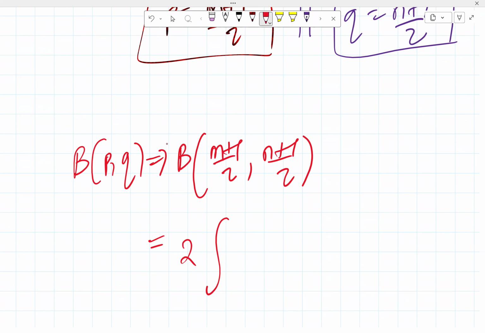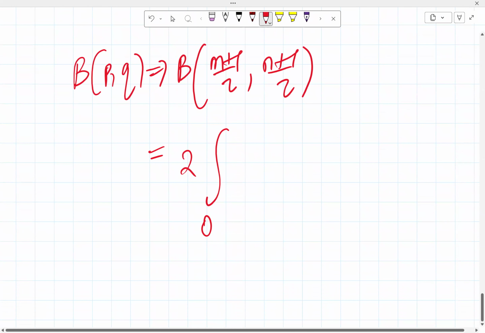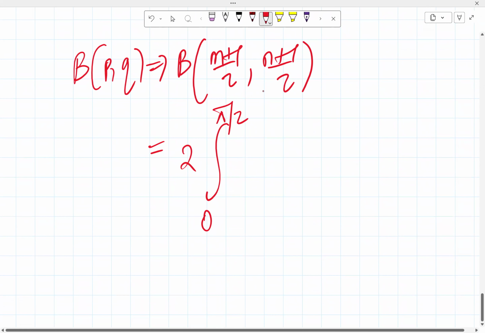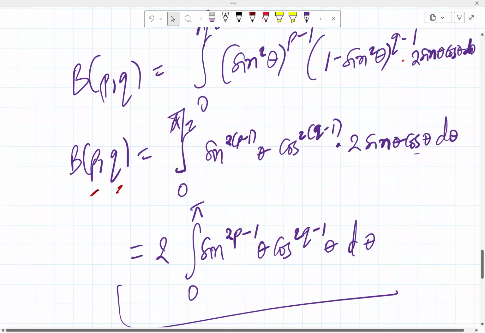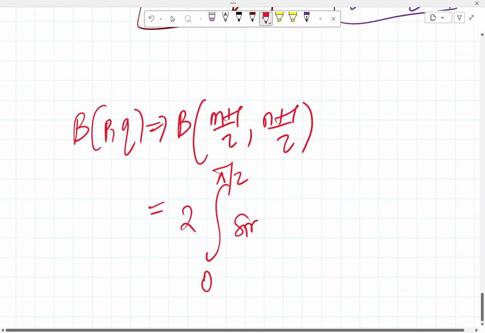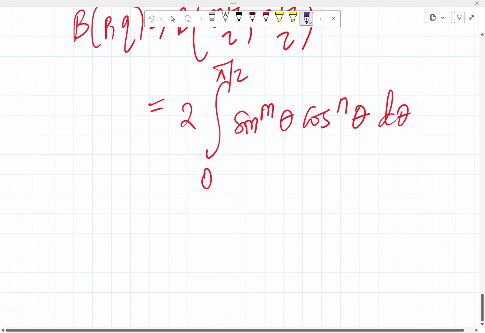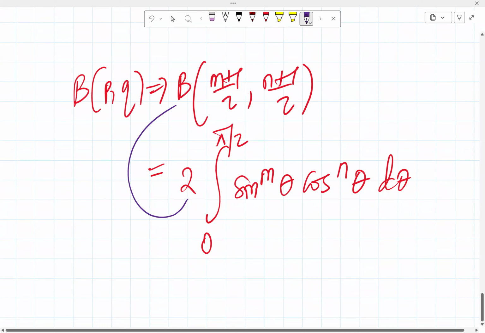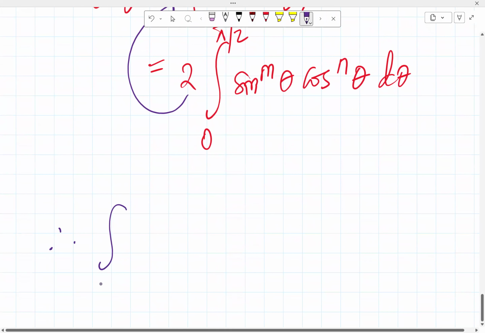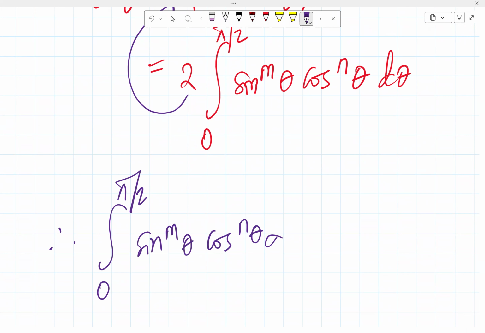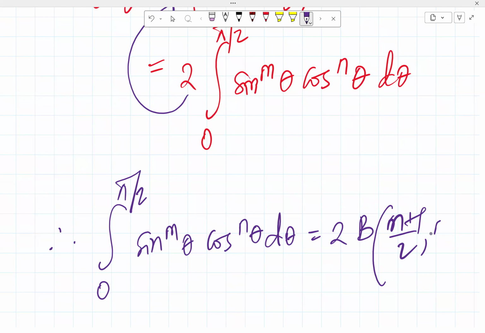So it implies this. That'll be 2 from 0 to pi over 2, that's 90 degrees. So this is m, this is n. So we have sine m theta cos n theta d theta. This now becomes a standard formula that we can use. So we can divide both sides by 2. Therefore, the integral from 0 to pi over 2 of sine m theta cos n theta d theta is equal to half beta of m plus 1 over 2, n plus 1 over 2.